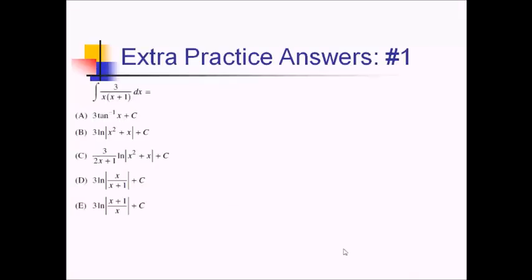For this problem, we want the antiderivative of this rational function, so there's no way to simplify this further. We're just going to have to use partial fractions to split this thing up and do our ln antiderivative. So setting up my equation here, I've got this fraction equaling a over x plus b over x plus 1.